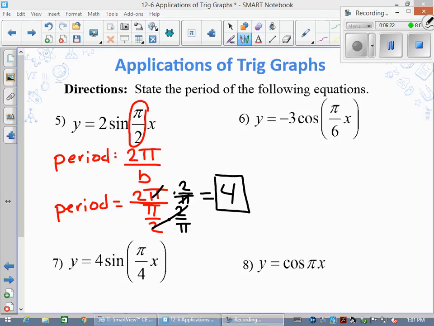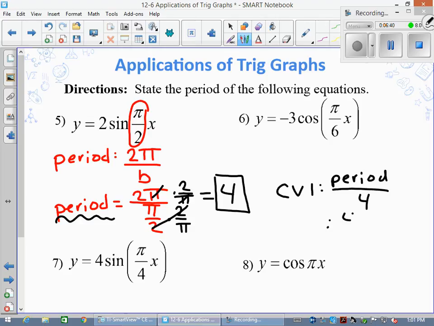So let's think back to what our period actually is. Our period is our length of one cycle. And when we're graphing these, to find our critical value intervals, I take my period and I divide it by 4. So in this case, I would go 4 over 4, because that's what my period was. And I would get that my critical value interval is 1. Meaning that I'm going to hit, and this is a sine curve, so we know that this is what my curve looks like, I'm going to hit these critical values after 1 unit.